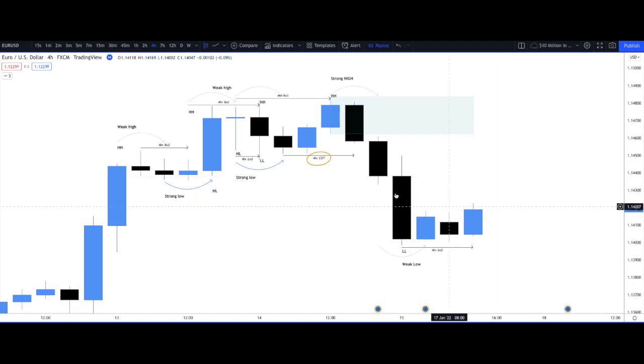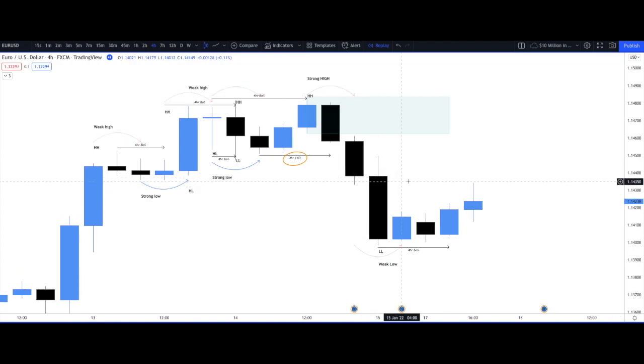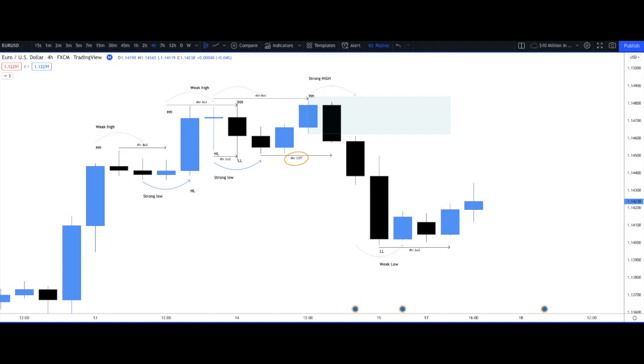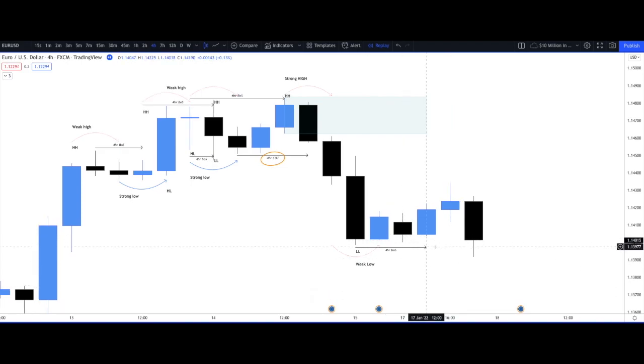Where's this highly likely to go to? We've got this little buy and sell range right here. So we'll see if it respects that. Just tapping into it now. Okay, and look at this. We've just had a 4-hour BOS. So what does that mean? We've just created another potential weak low.